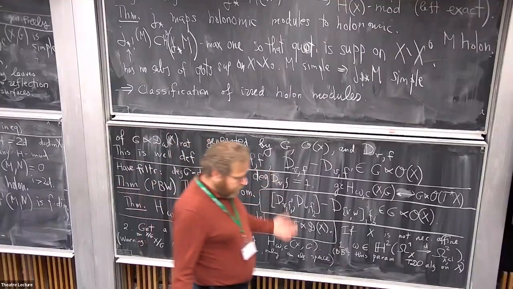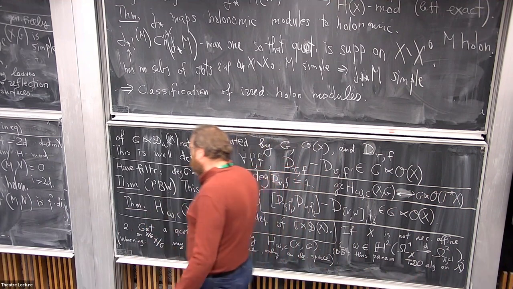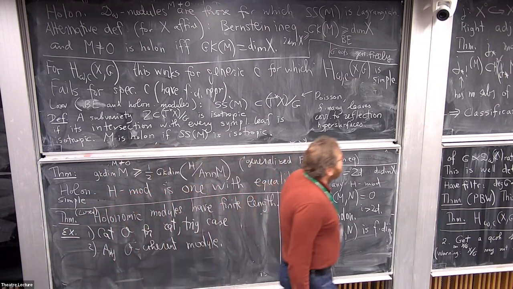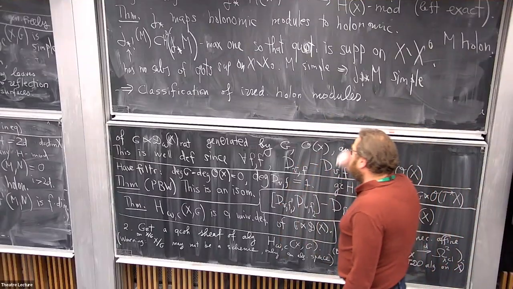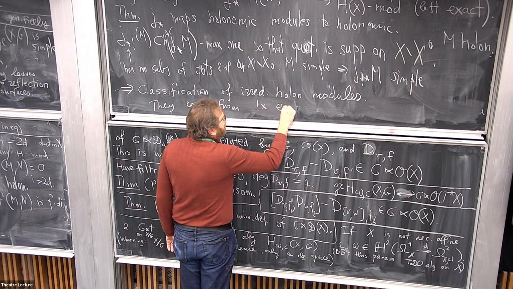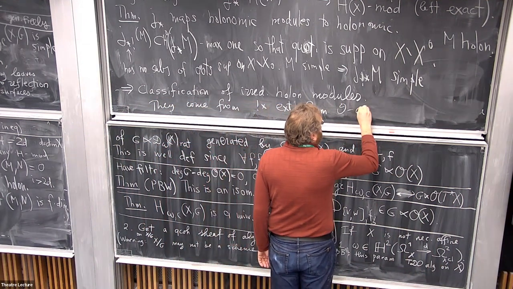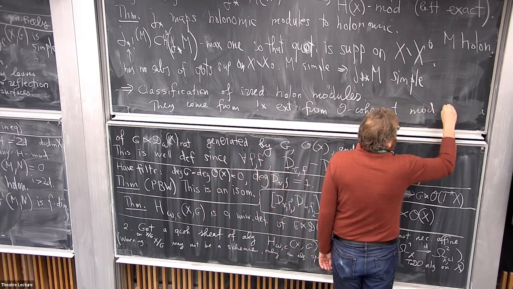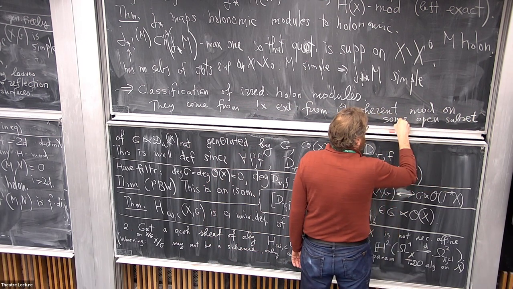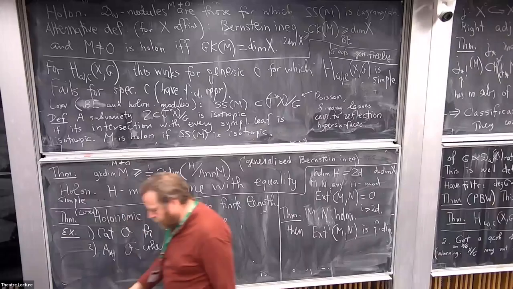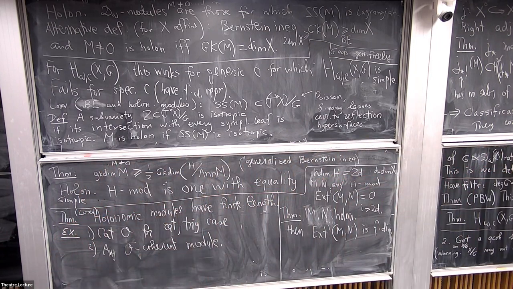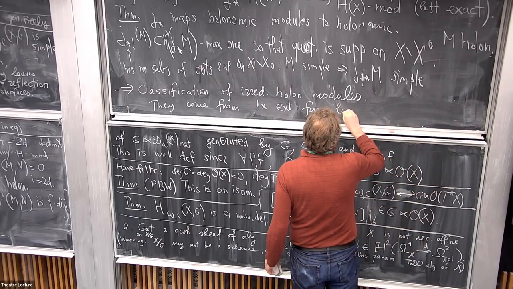So you can classify in this way also irreducible modules for the Lie algebra SL2, because in that case, every irreducible module is holonomic. That's no longer true for bigger algebras. But you can generalize this. So they come from extensions, Schlick star extension, from a coherent module on some open subset, or a module on some locally closed subset. So this is the same as in the D-module theory.